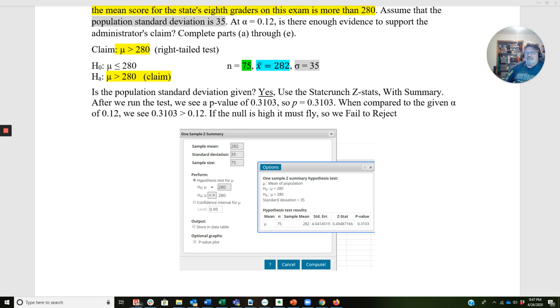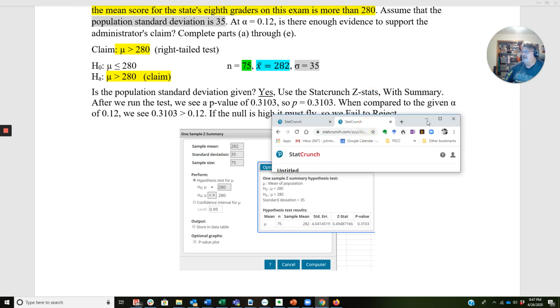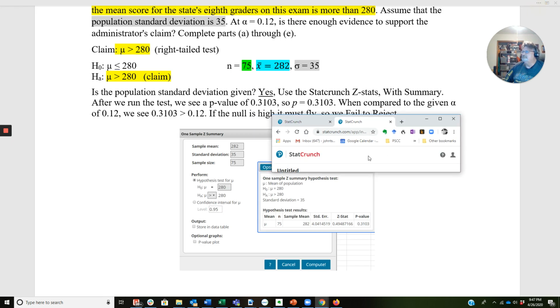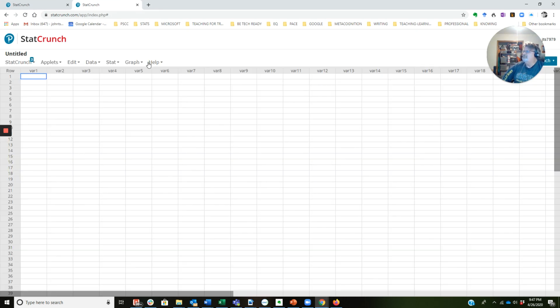So let's see what this actually looks like in Statcrunch. Oh, it's not going to cooperate. So 282, 35, hang on a second. I should have written this down ahead of time. 282 and 35, 75, 280. Okay. Now, let's go ahead to Statcrunch.